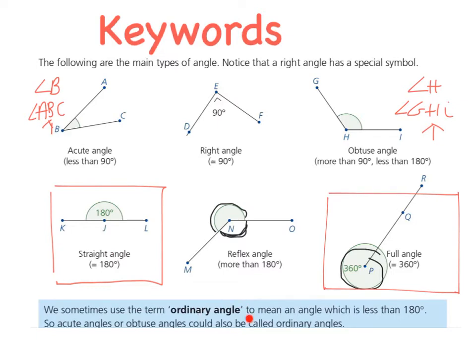Okay, you might come across the keyword ordinary angle, and that's acute angles or obtuse angles, which could be called ordinary angles, and also null angles as well.